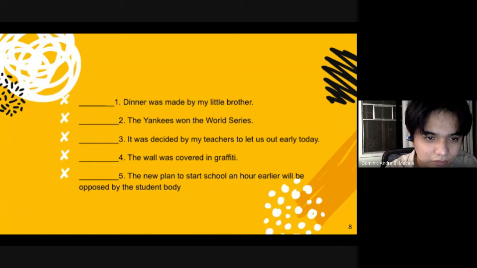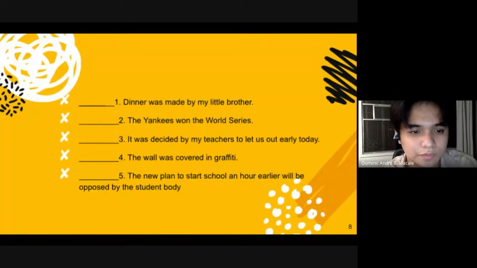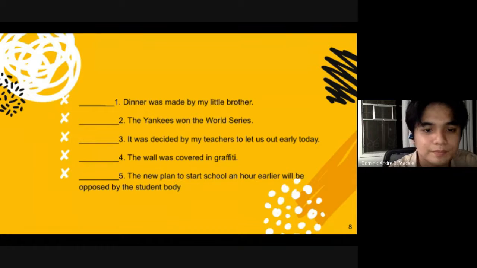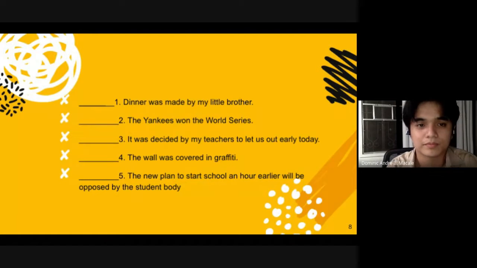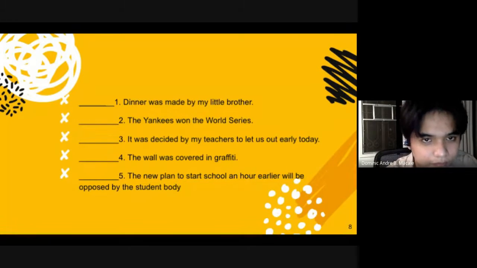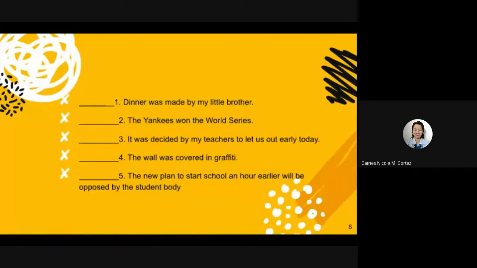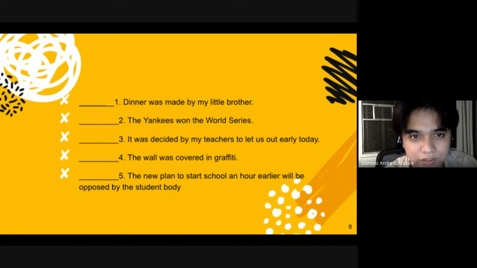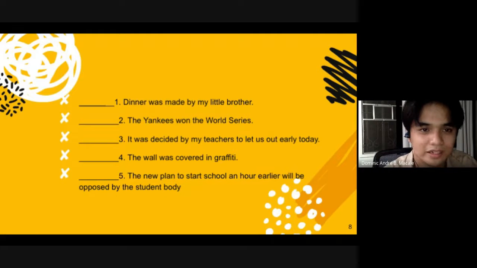Okay, very good. For number four, the wall was covered in graffiti. Anyone? Go, Kairis, again. Sir, it's in the active voice po. In the active voice. Okay, very good, guys. And for number five, the new plan to start school an hour earlier will be opposed by the student body, and the answer for this is, it's in the passive voice. I'll just answer this last number.